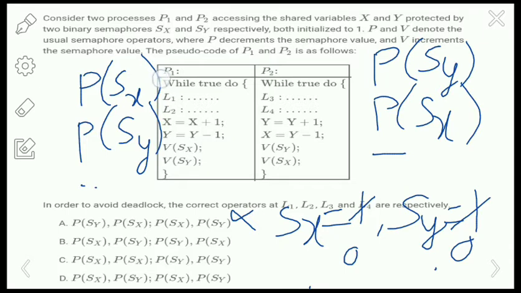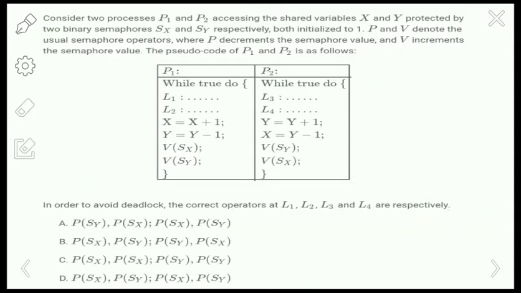P1 is holding Sx and it is waiting for the Sy. Similarly P2 is holding the Sy and it is waiting for the Sx value. So that's why there is a deadlock here. P1 is holding the semaphore Sx and waiting for the semaphore Sy, which is held by P2, and P2 is holding the Sy and waiting for the semaphore Sx. So that's why there is a circular wait here. That's why option B also won't work here. Next one is option C.